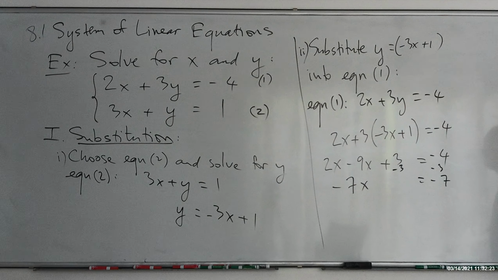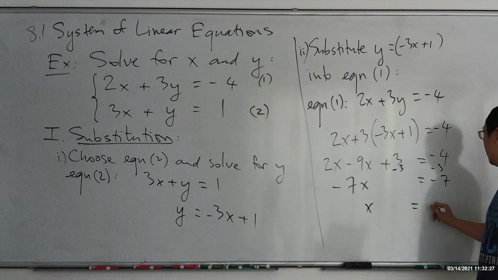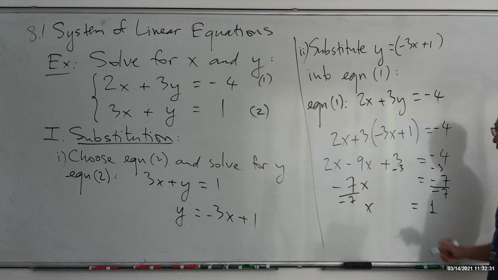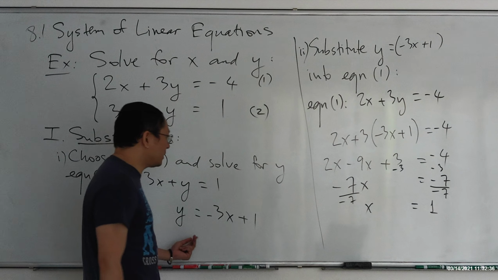So all I have to do now is divide both sides by -7. I got x is equal to 1. Now I need to solve for y as well.